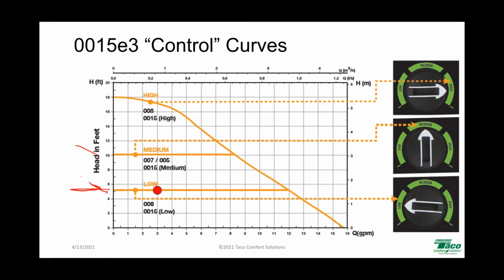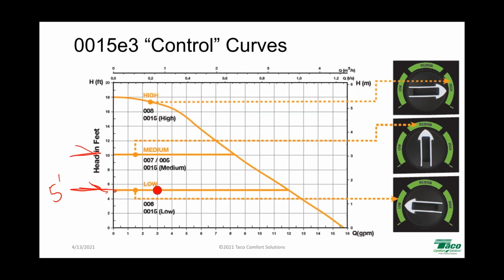Now with the 0015E3, we have 3 settings. For people who love 3-speed pumps but would really like 3-speed pumps to work better, the 0015E3 is kind of the answer to that question. At low setting, it's a constant 5-foot head pressure differential pump. Whatever the flow rate is, the 5-foot head is constant, okay?